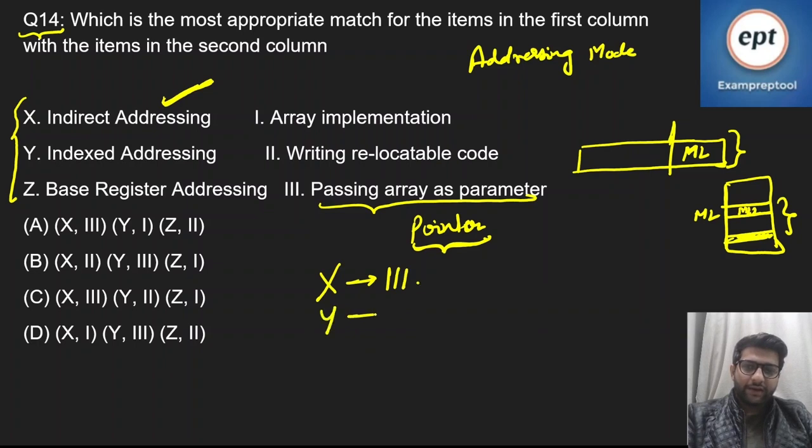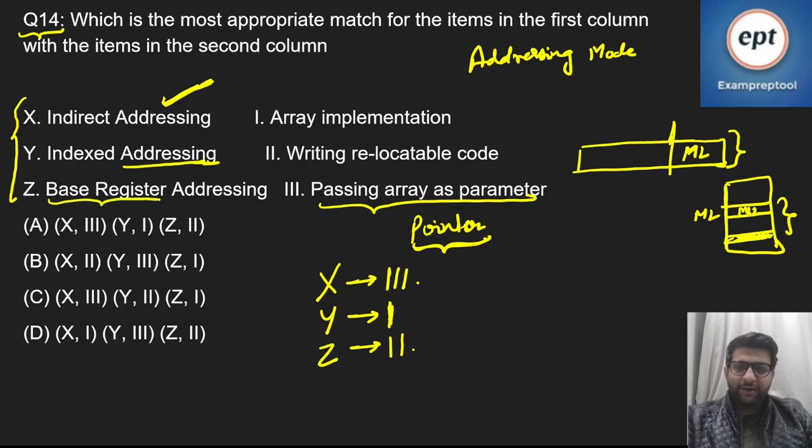Then y is index addressing. So what is indexed addressing? It can support array implementation. So y matches with 1, and base register addressing is used for writing relocatable code. I've already explained why base register addressing supports writing relocatable code.